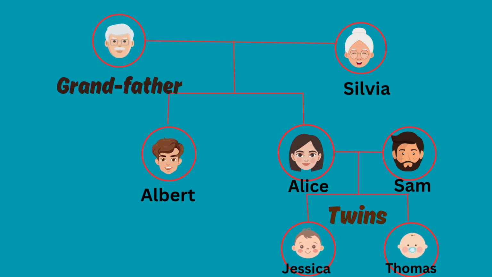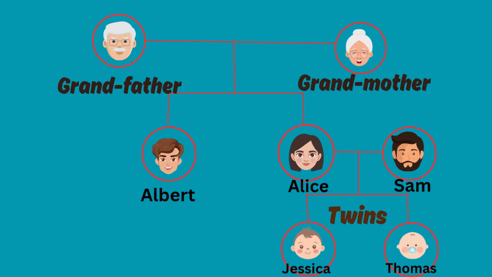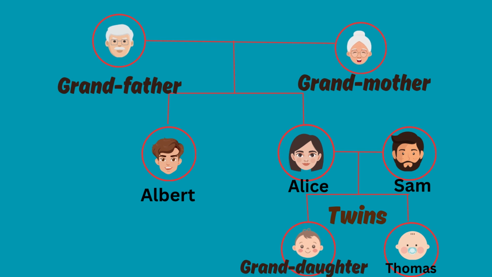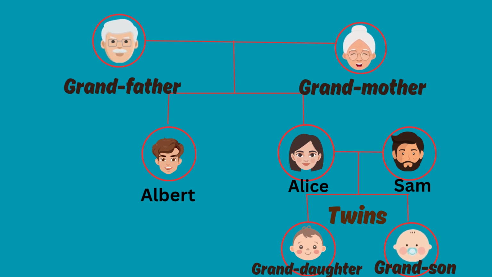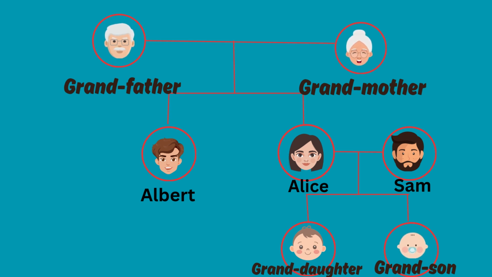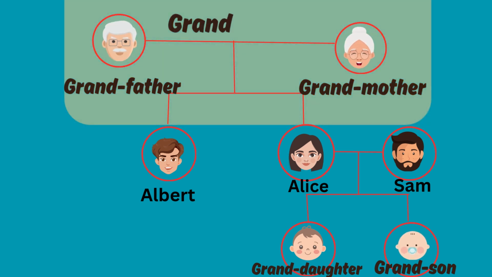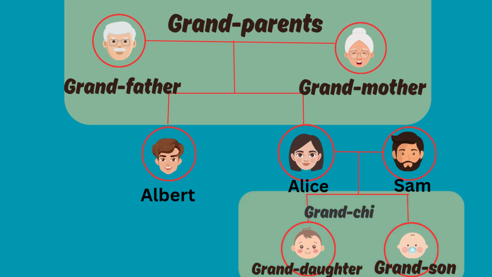Brian is Jessica and Thomas's grandfather. Sylvia is Jessica and Thomas's grandmother. Jessica is Brian and Sylvia's granddaughter, and Thomas is Brian and Sylvia's grandson. Brian and Sylvia are grandparents. Jessica and Thomas are grandchildren.